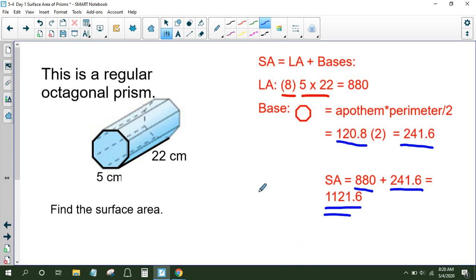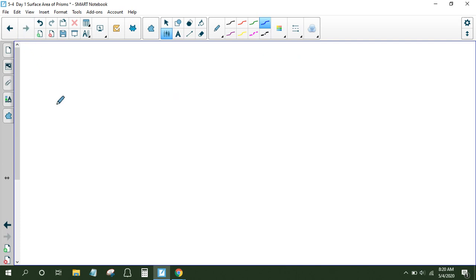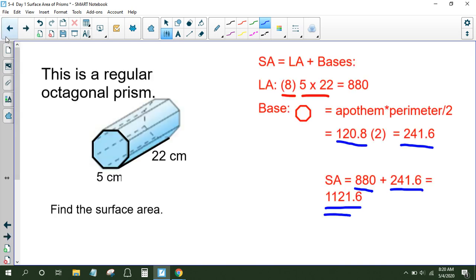And it's the same process for every single prism that we're going to come across. You find the lateral area, you find the base areas, and you add them up. That brings us to the end of the video. I would suggest that you rewind if you need to. Go back and look at those notes for finding the area of a regular polygon if you need to.